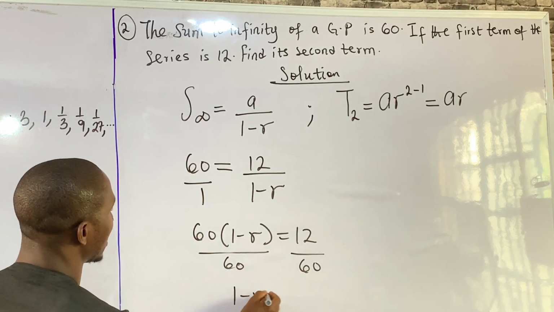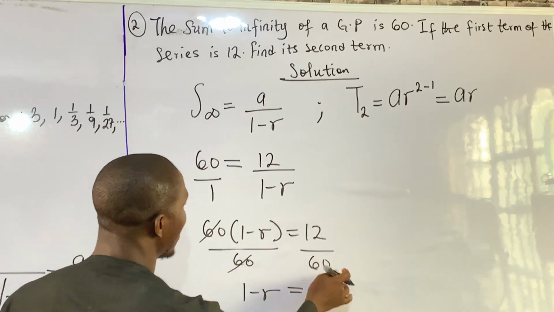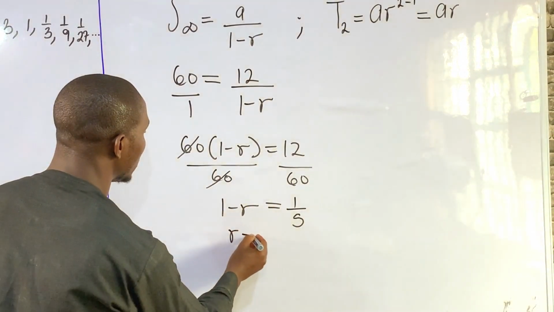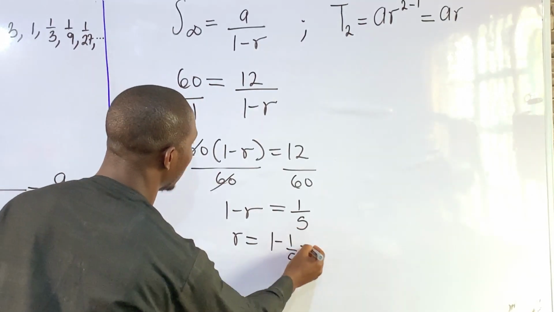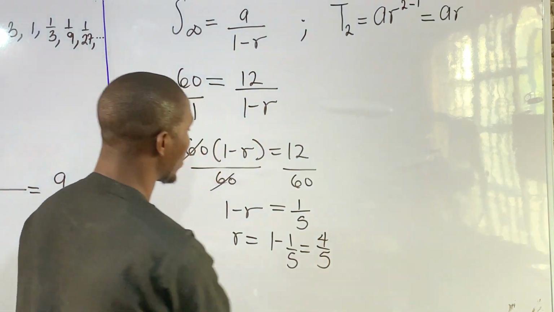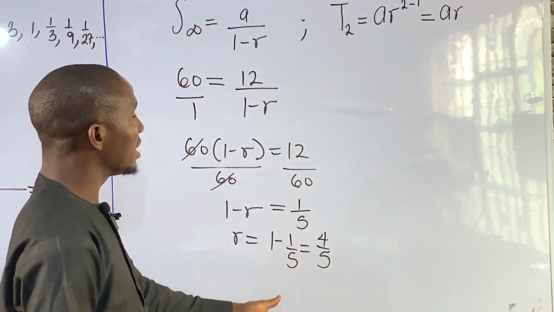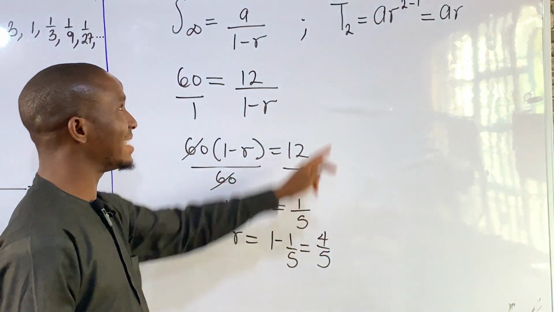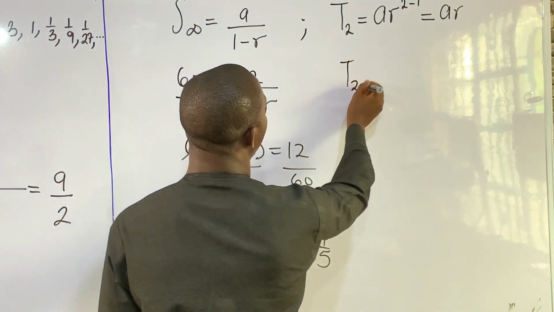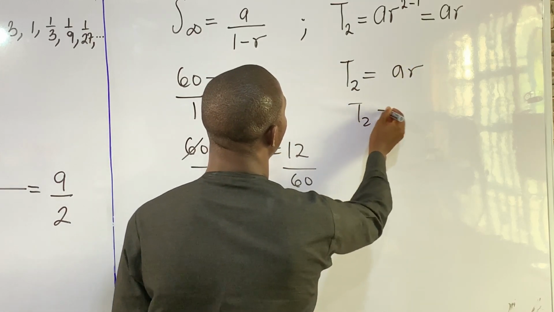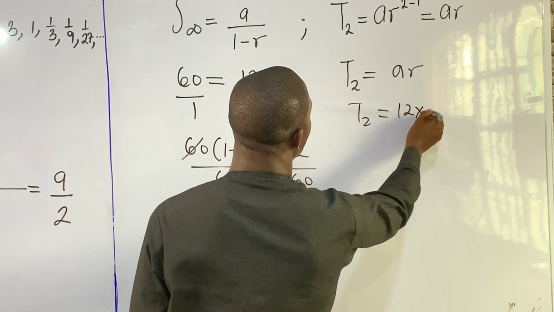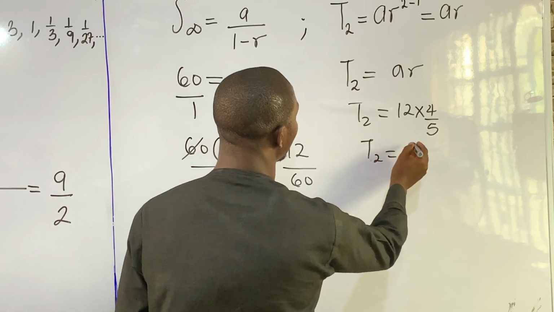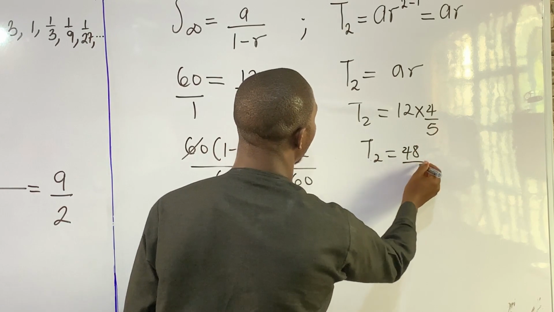So you are going to have 1 minus R equals 12 divided by 60, which will give us 1 over 5. Collect like terms. So R is going to become 1 minus 1 over 5, which is 4 over 5. So our common ratio is 4 over 5. Since our common ratio is 4 over 5, we can then substitute 4 over 5 inside the equation to get the second term. Therefore, our second term, which is equal to AR, becomes, our A is 12 from the question, and our common ratio is 4 over 5. Therefore, our second term is going to be 12 times 4, which is 48, divided by 5.